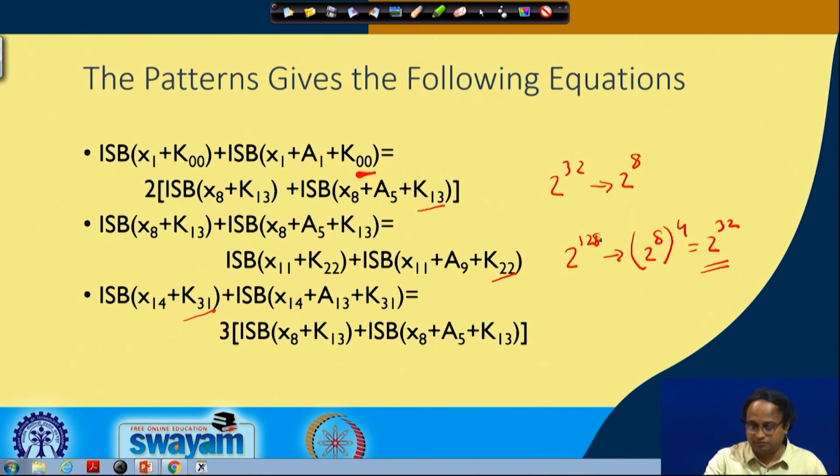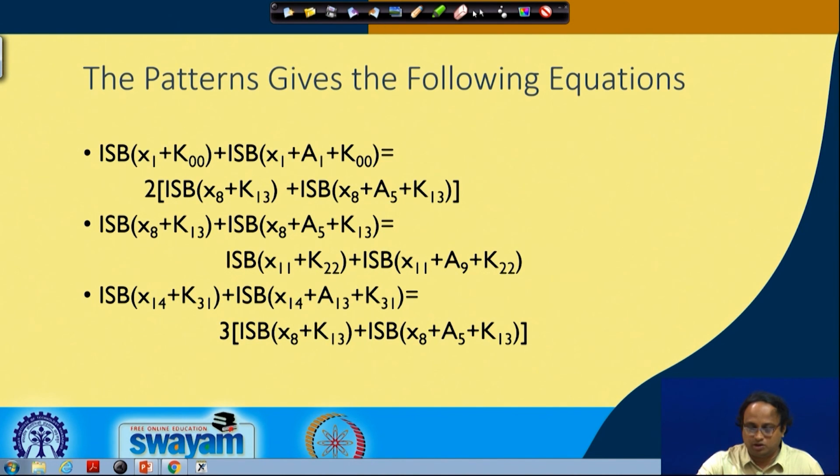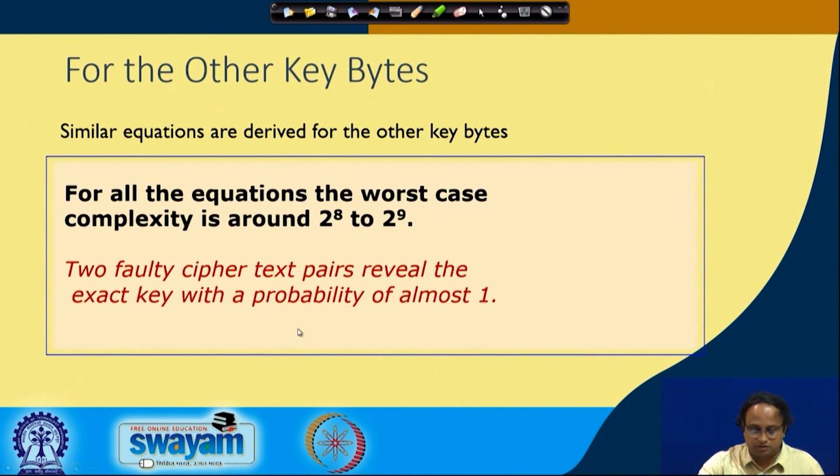You can understand that if you have a reduction from 2 power of 128 to 2 power of 32, that means a filter probability of 2 power of 96. Then if you take one more pair, the expected number of keys which will survive is only 1. So you can pretty much expect that if you take one more faulty value, you will get a unique value of the key. That is essentially the crux of how the fault attack works on AES, and it means that 2 faulty ciphertexts will reveal the exact key with a probability of almost 1.